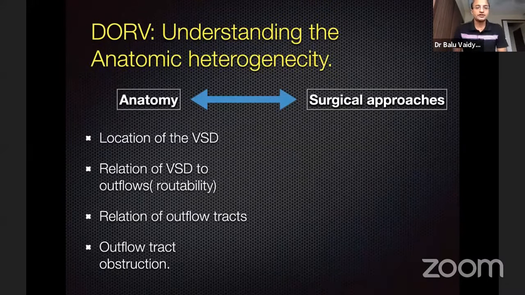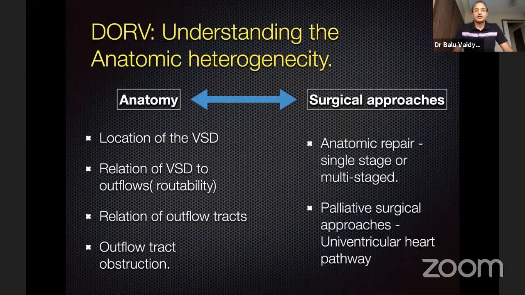These include the location of the ventricular septal defect. The second feature is a very important feature, that is the relationship of the VSD to the outflow tract. And this is a phrase called routability, which I will come to later. Then the relationship of the outflow tracts to each other and whether the outflow tracts are obstructed or not. The presence of these features will decide whether the heart is amenable for an anatomic repair, which means a complete correction, or whether only palliative approaches can be offered.